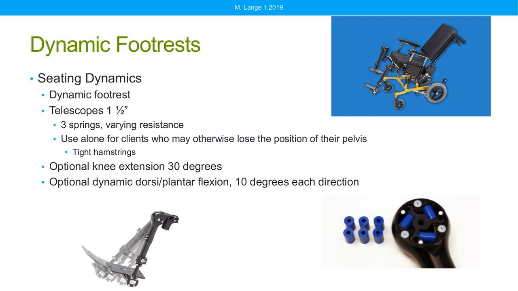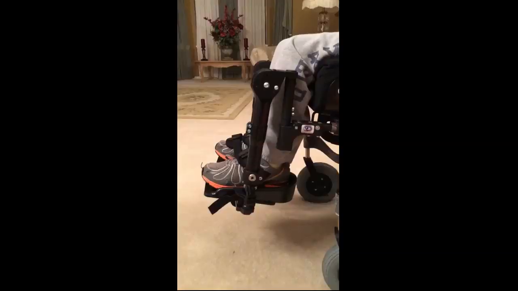We then have Seating Dynamics, which also has a dynamic footrest. This one telescopes about 1.5 inches downward and then has optional knee extension up to 30 degrees and optional dorsiplantarflexion about 10 degrees in each direction. It has different springs for the telescoping feature to vary the amount of resistance, and then it has these little elastomers in the knee, and there's 2 levels of resistance available there for knee extension. Let's take a look at a video of that.